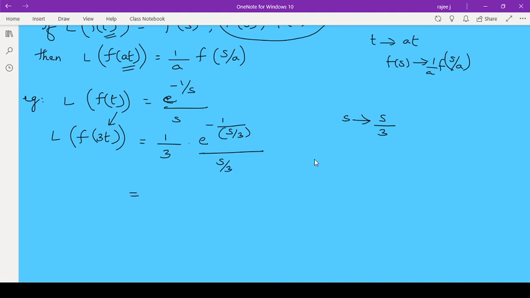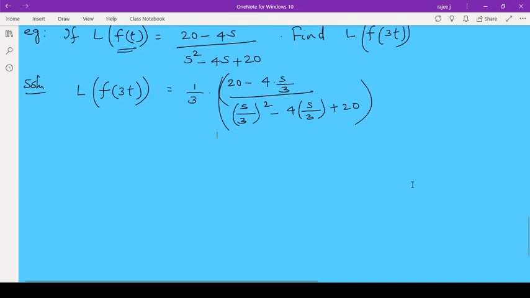So that is equal to 1 by 3 e to the power, now e to the power minus 1 upon s by 3. The reciprocal will come. This is minus 3 by s divided by s by 3. S by 3 also, again the reciprocal will come, so it becomes 3 upon s. The 3 gets cancelled, and we will get the answer as e to the power minus 3 by s upon s. So L of f of 3t is this one.